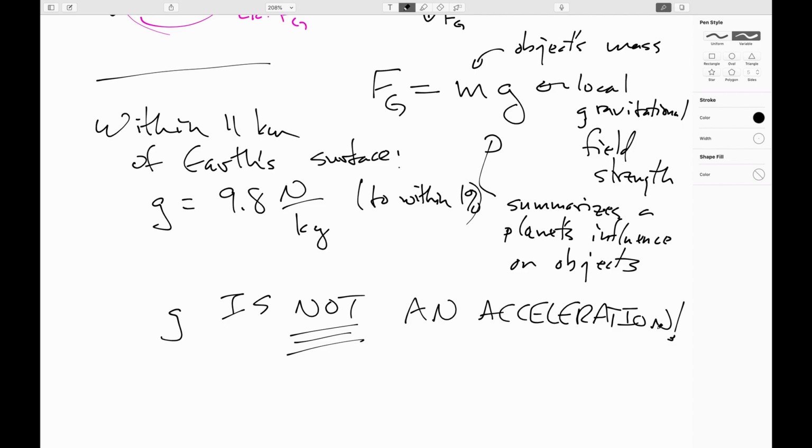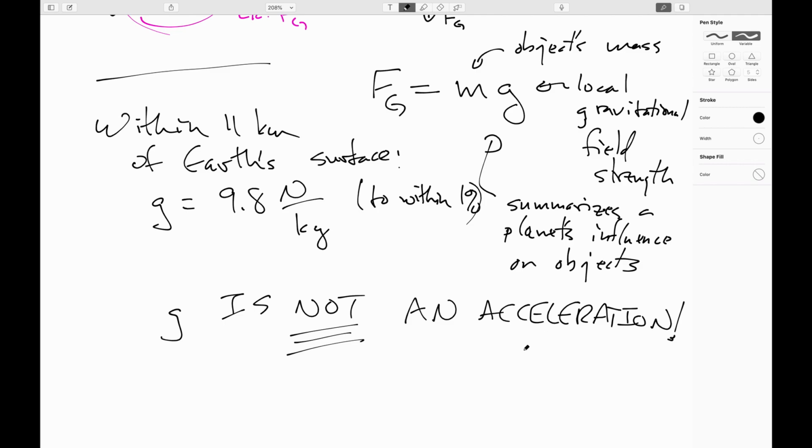But just to kind of give away a bit of the story here, by the time you are at the altitude where the International Space Station is orbiting the Earth, g is already 8.9 newtons per kilogram, and telecommunications satellites experience g at 0.223 newtons per kilogram as we get away from the center of the Earth. So it's not an acceleration.